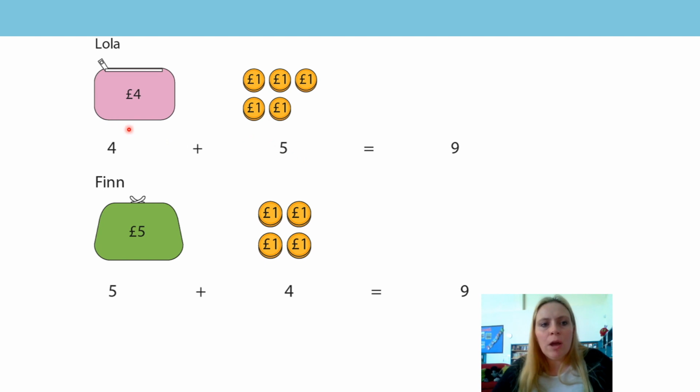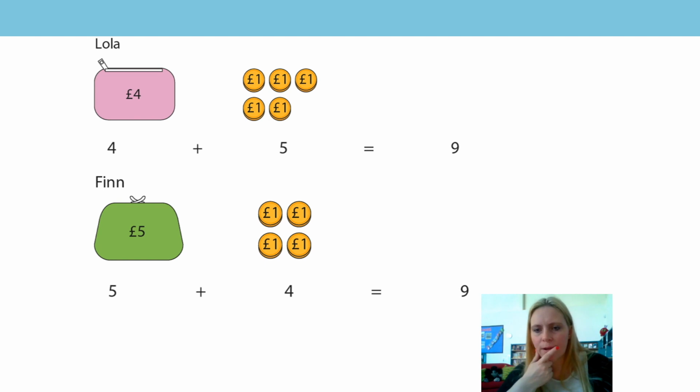So, Lola started with £4 in her purse, but Finn, he had £4 outside of his purse. The 4 has changed places. Lola had £5 out of the purse, but that's exactly what Finn had in the purse. 4 plus 5 equals 9. 5 plus 4 equals 9. Argument settled. They've got the same amount of money. Whew. Thanks for helping them out on that.